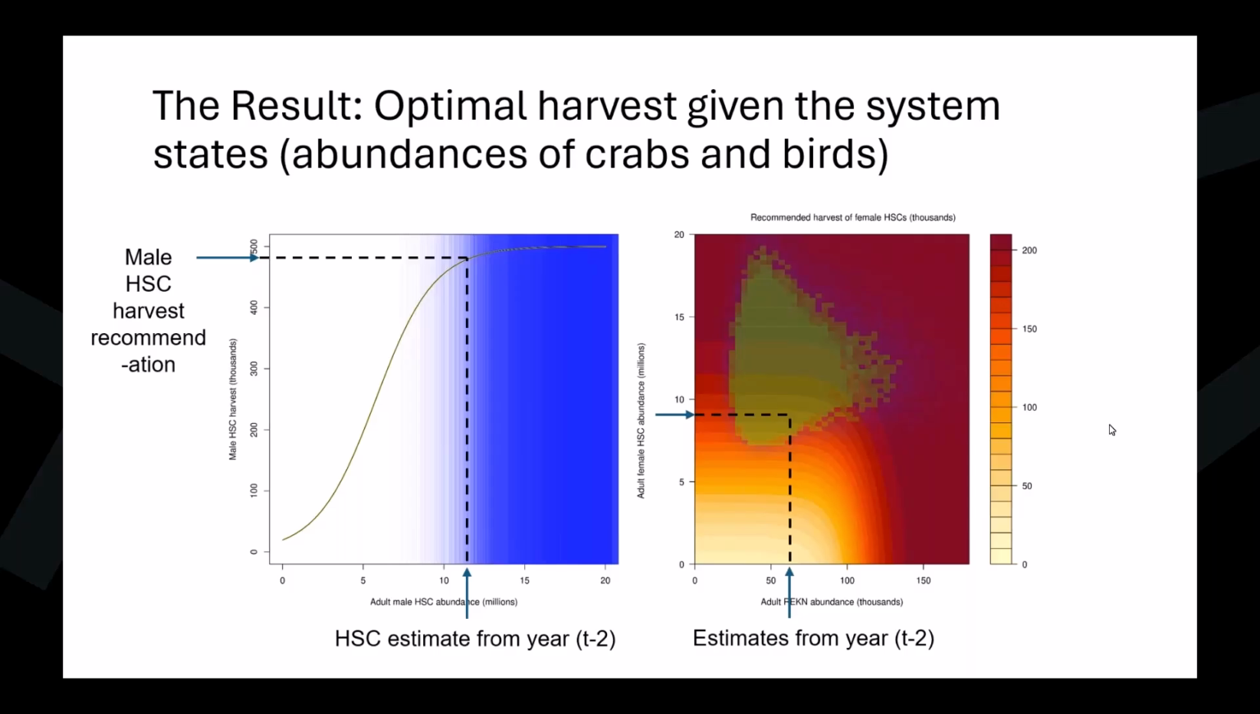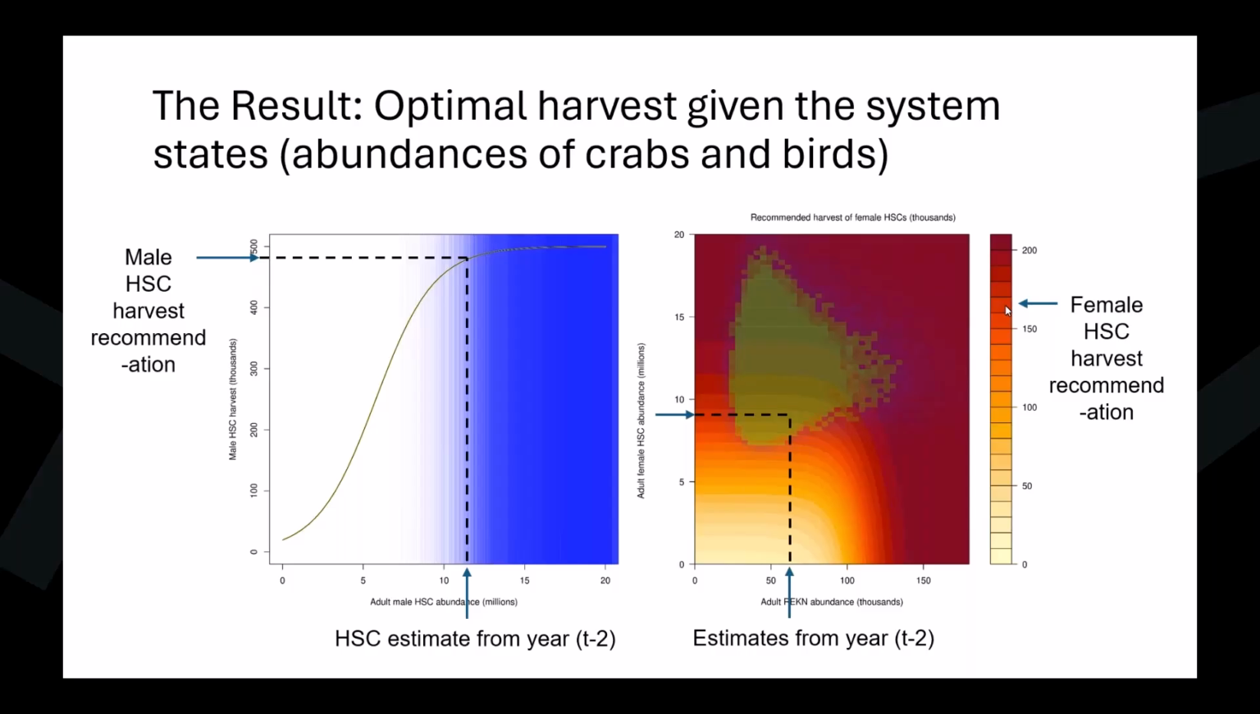So if we have, in this case, maybe, I don't know, 60,000 red knots in a given year, that's our estimate. And then for female horseshoe crabs, say we have about 9 million female horseshoe crabs. We find where those two lines intersect. We look at what color that band is in the three-dimensional plot, and we locate that on the legend, and that tells us our harvest recommendation.